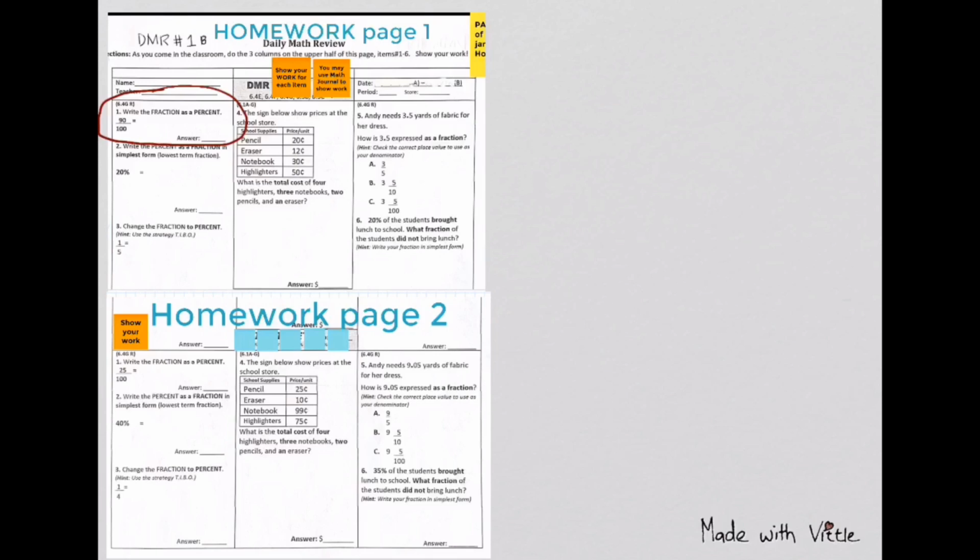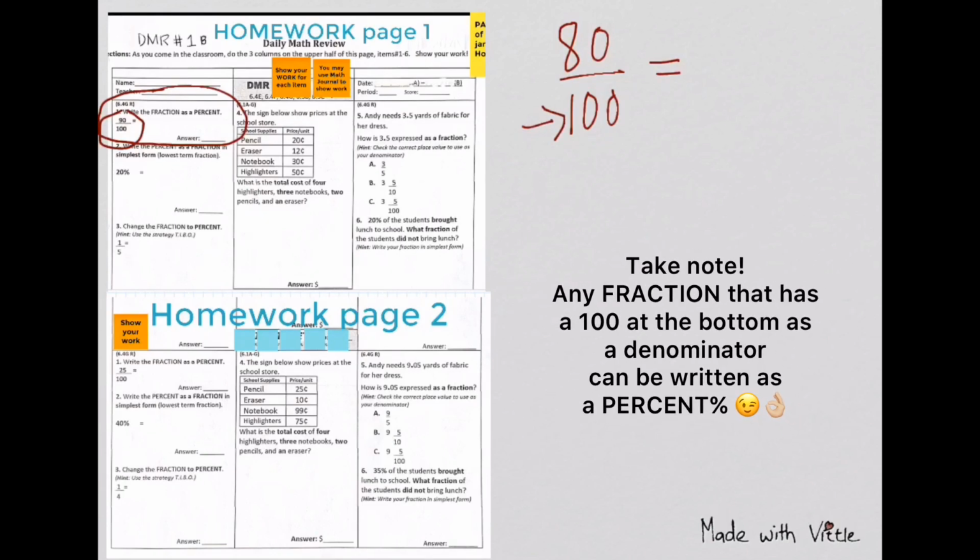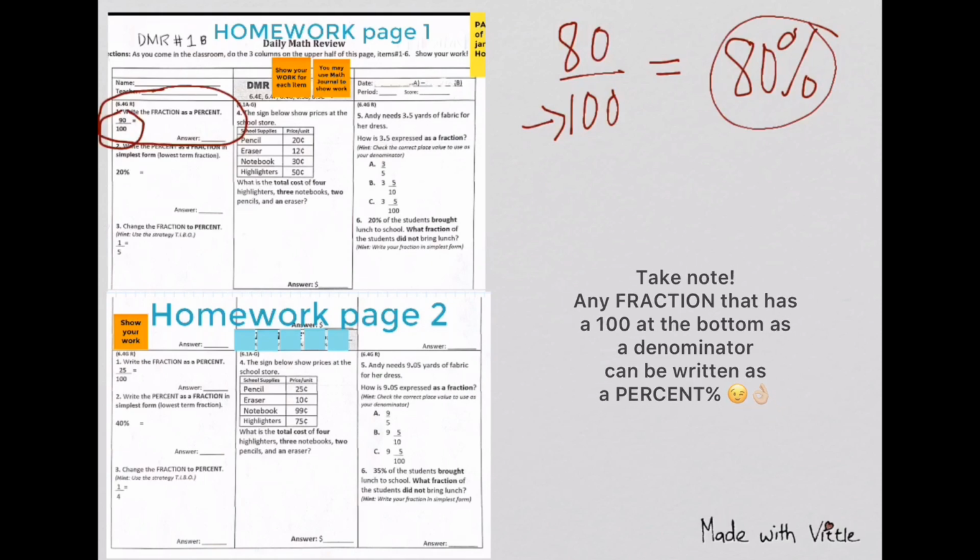What I'm gonna do is give you an example that is close to 90 over 100, just like what you have here. Let's say I have 80 over 100. If I'm being asked to write this fraction as a percent, I should know that anything that is 100 at the bottom can be written as a percent right away. So this 80 can be written as 80%. Okay, so remember the bottom number 100 means percent. Now let's move on to item number 2.